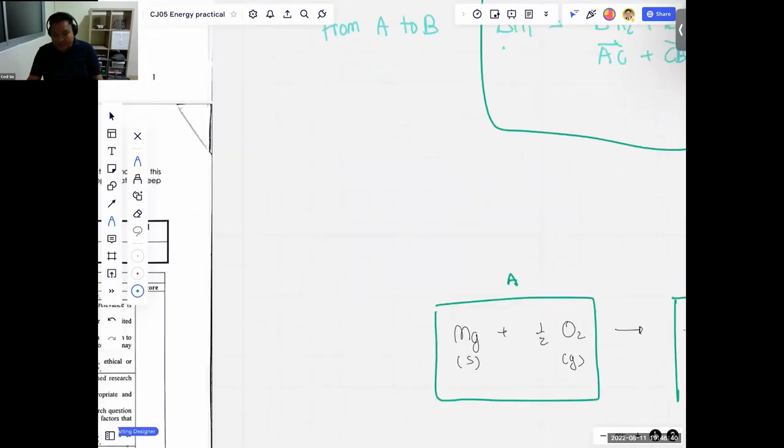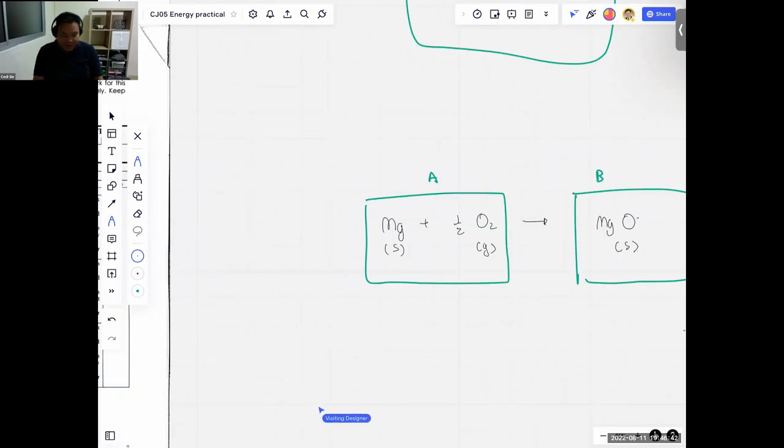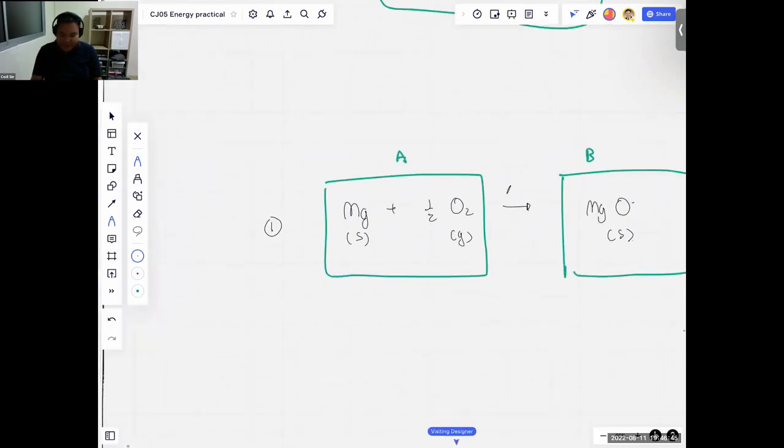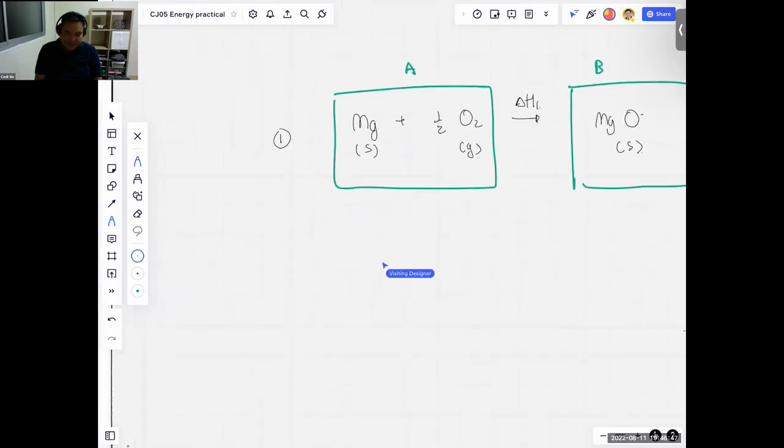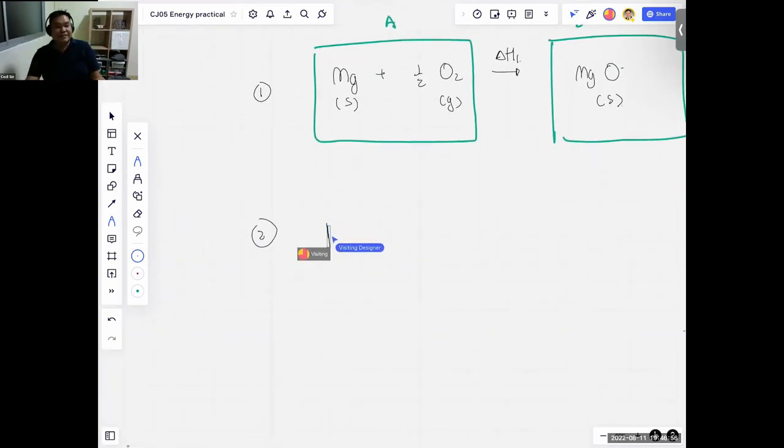Try. Then this is reaction number one, let's say, and we call this delta H1. Try reaction two. We label the box later, but just write down the reaction first. MgO, Mg.